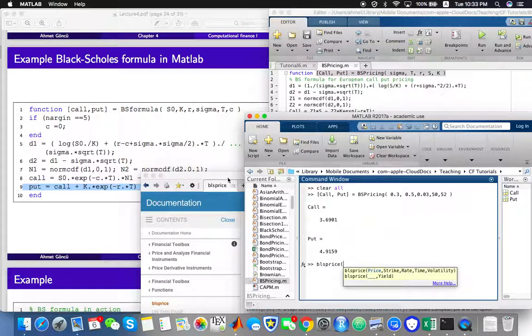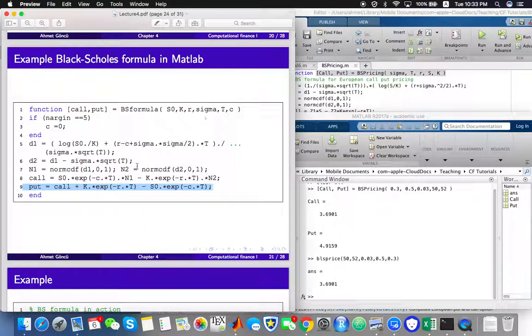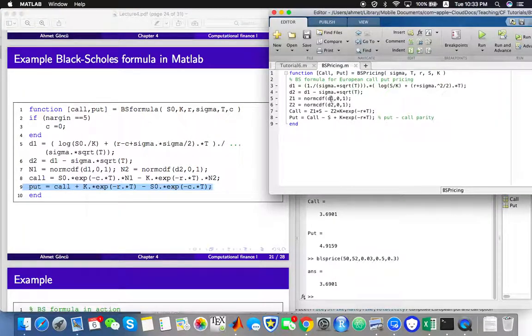We can use the Black-Scholes price, the built-in function in MATLAB, so we can enter the same numbers. Okay, so the strike price is 52, so we have 0.03, and then we have 0.5, 0.3. So we can see that actually we get the same call option price, so the formula is verified. Our function is working properly.